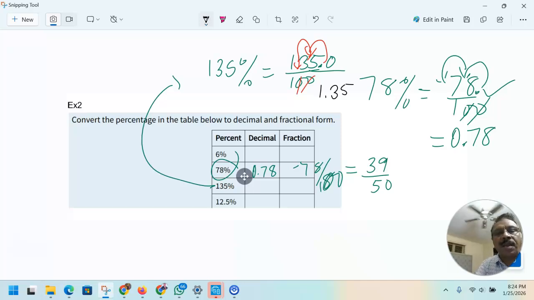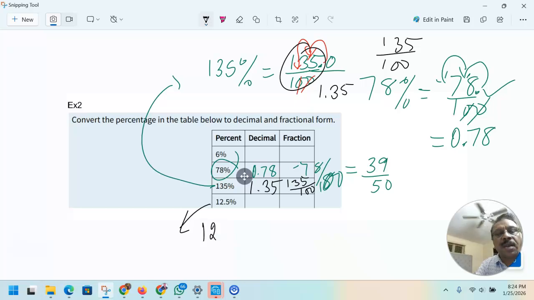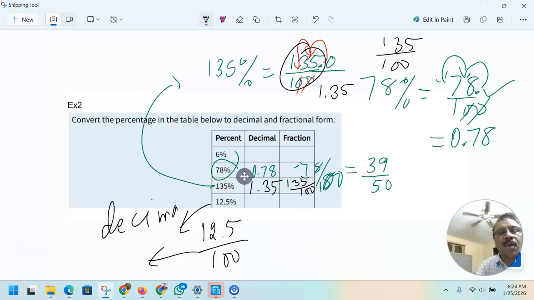So this answer will be 1.35. And the one in the beginning, we wrote 135 divided by 100, and that will be the fraction. And the last one is 12.5%, which is 12.5 divided by 100. If you want to write the decimal form, the one that we got is itself your fraction, that is 12.5 divided by 100, and you're done.